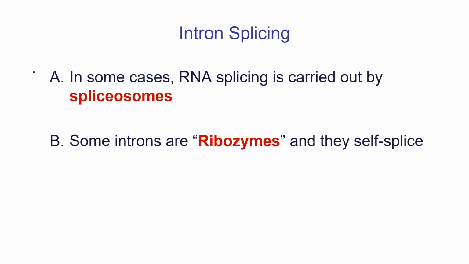So a couple of things about intron splicing, just sort of footnotes, is that in most cases, RNA splicing is done by these things here, these spliceosomes. Some introns, believe it or not, are self-splicing because they are ribozymes. It's kind of worth mentioning ribozymes as a biological phenomenon, because you'll probably hear about them again if you take more biology classes.